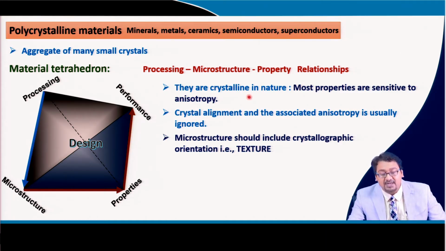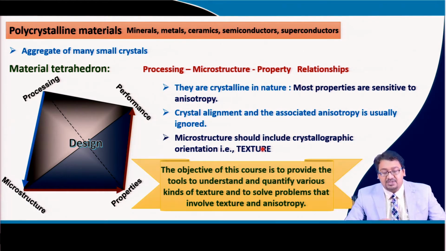Polycrystalline materials are basically crystalline in nature. Therefore, most properties are sensitive to anisotropy. Crystal alignment and the associated anisotropy is usually ignored in classical metallurgy. Microstructure should include crystallographic orientation, that is texture. The objective of this course is to provide the tools to understand and quantify various kinds of texture to solve problems that involve texture and anisotropy.